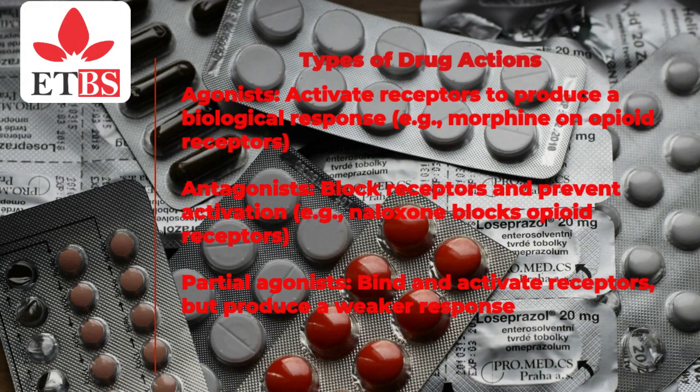Types of drug actions. Agonists activate receptors to produce a biological response, e.g., morphine on opioid receptors. Antagonists block receptors and prevent activation, e.g., naloxone blocks opioid receptors. Partial agonists bind and activate receptors but produce a weaker response. Inverse agonists bind and reduce the baseline activity of receptors.